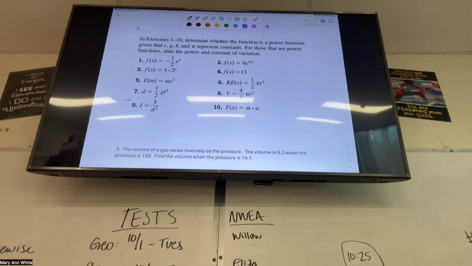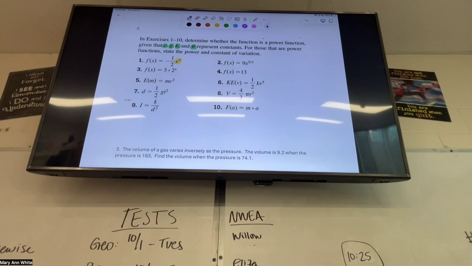Okay. In numbers 1 through 10, it says determine whether the function is a power function, given that c, g, k, and pi are all constants. So if it's a power function, we're gonna state the power and the constant of variation, and if it's not a power function, we're gonna say no. Okay, on the first one, I've got x. What's x being raised to? 5, does that count as a power function? I'm gonna say yes.